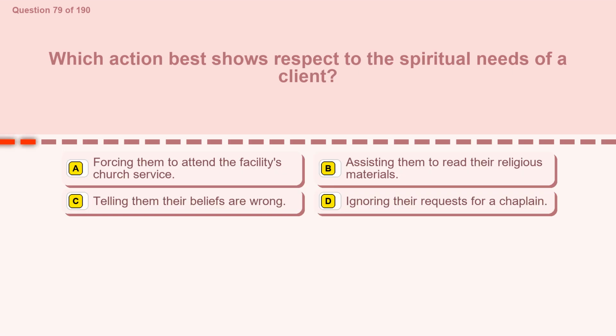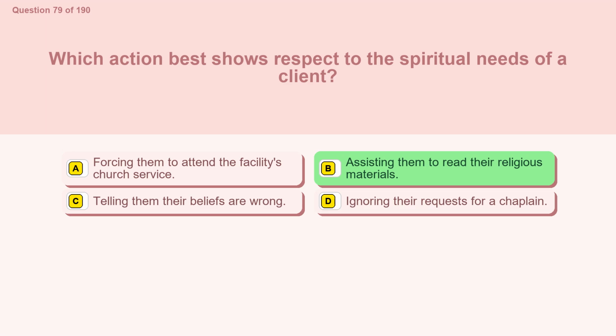Question 79. Which action best shows respect to the spiritual needs of a client? Option A. Forcing them to attend the facility's church service. Option B. Assisting them to read their religious materials. Option C. Telling them their beliefs are wrong. Option D. Ignoring their requests for a chaplain.